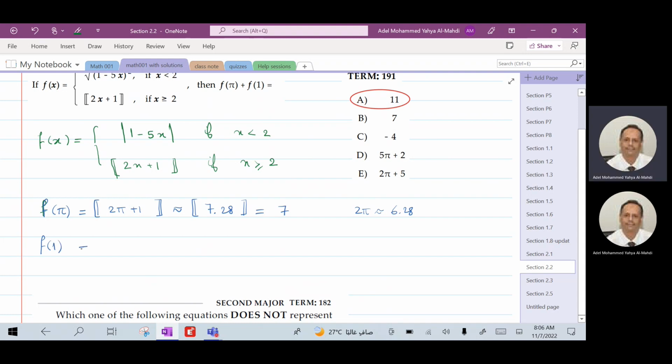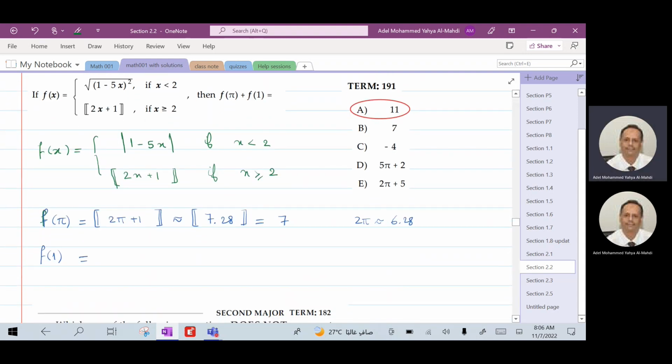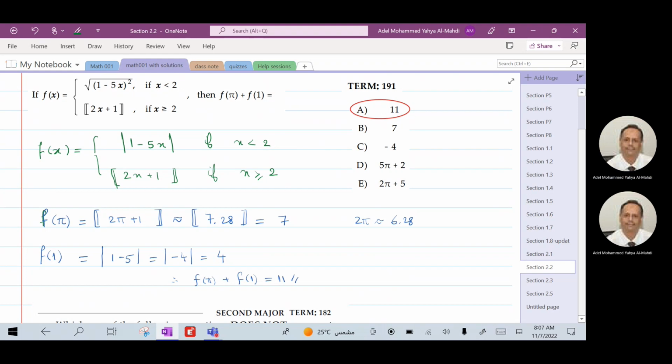Finally, we add f at 1. Of course, 1 is less than 2. It is in the first part. So 1 is here, less than 2. We replace every x by 1. It will be absolute value of 1 minus 5, and it is going to be the absolute value of negative 4, which is 4. Now when you add 7 plus 4, the answer is 11. So f at pi plus f at 1 is equal to 11.